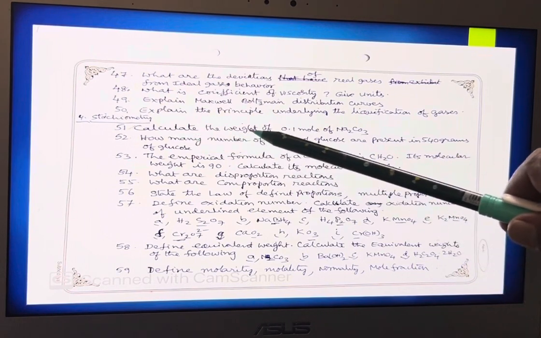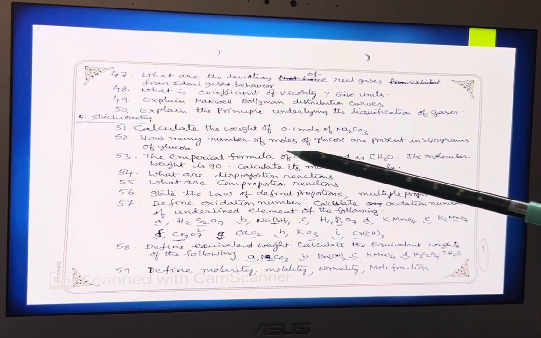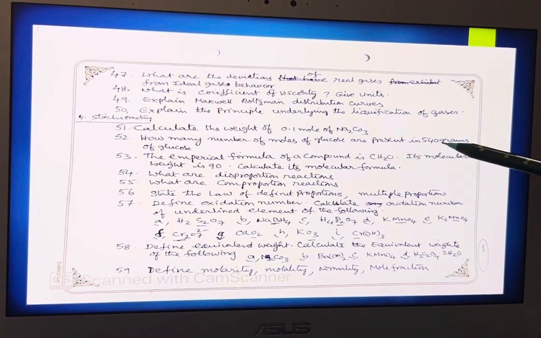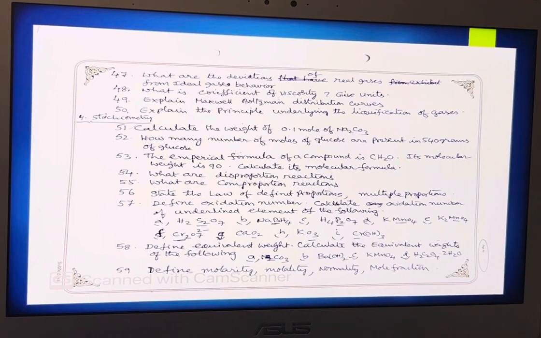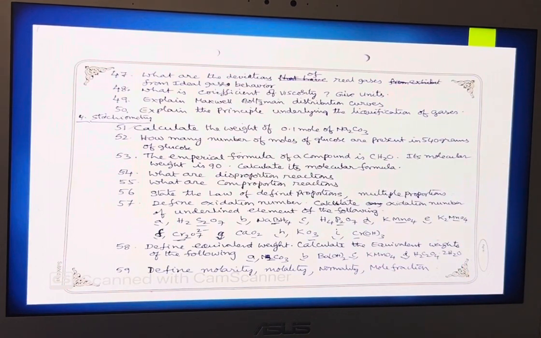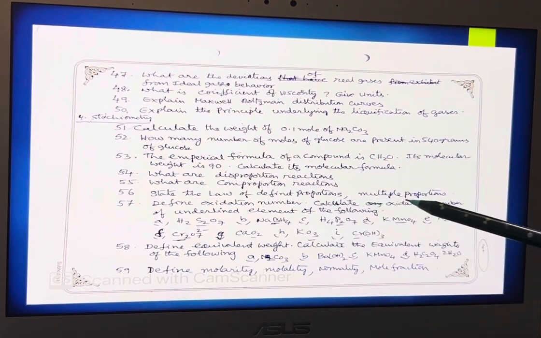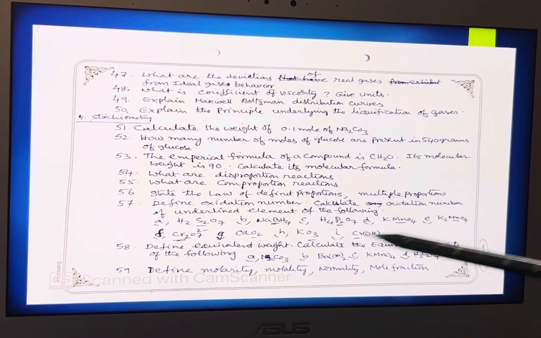Stoichiometry: calculate the weight of 0.1 mole of sodium carbonate. How many moles of glucose are present in 500 grams of glucose? The empirical formula of a compound is H2O. Its molecular weight is 90. Calculate the molecular formula. What are disproportionation reactions? What are proportion reactions? State the law of definite proportions and law of multiple proportions.